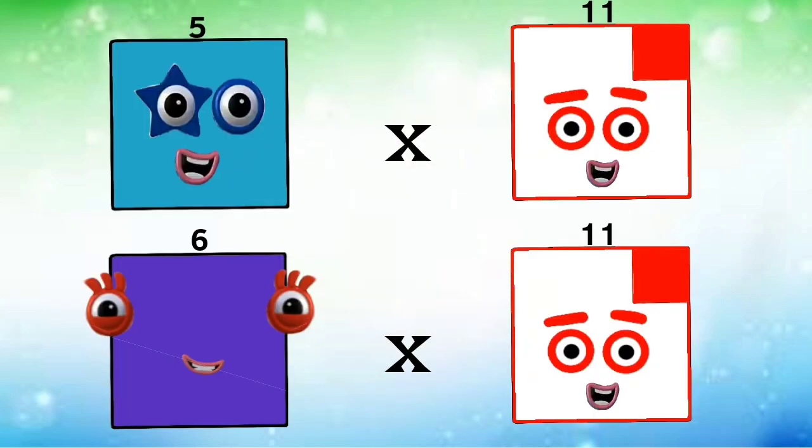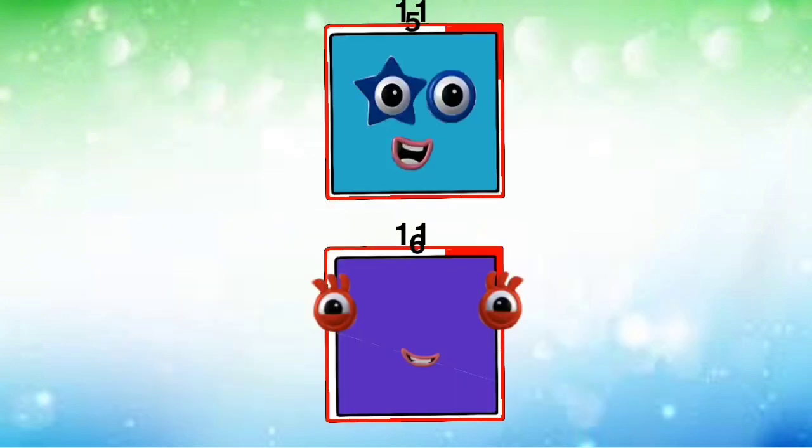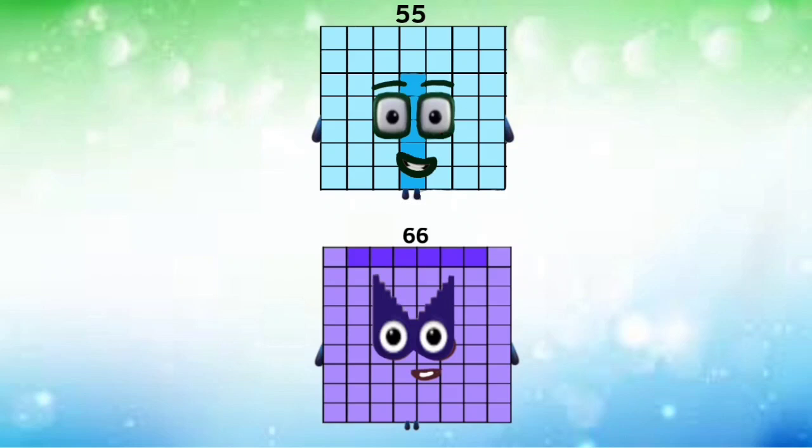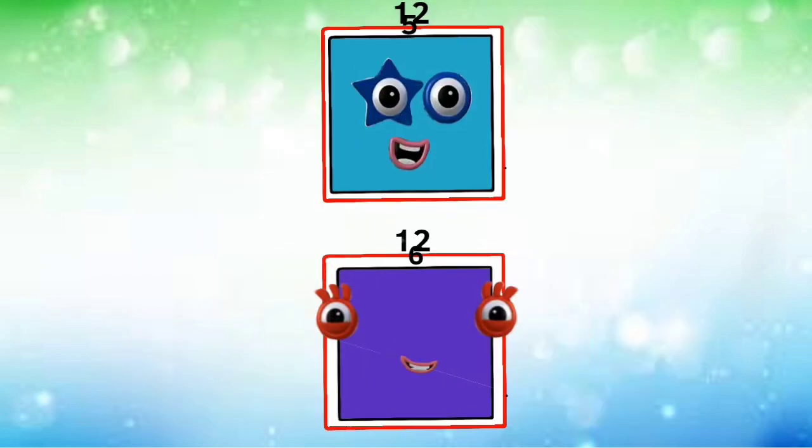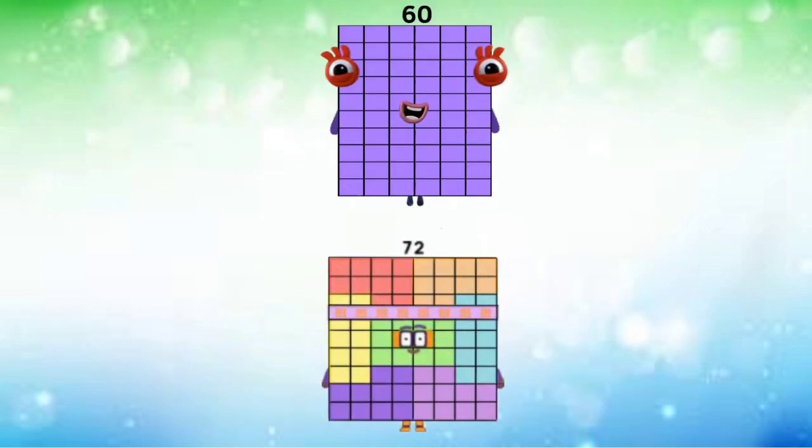5 and 6 times 11 equal 55 and 66. 5 and 6 times 12 equal 60 and 72.